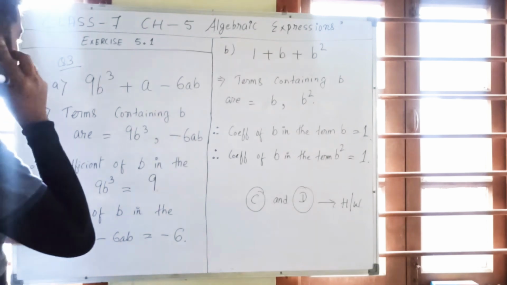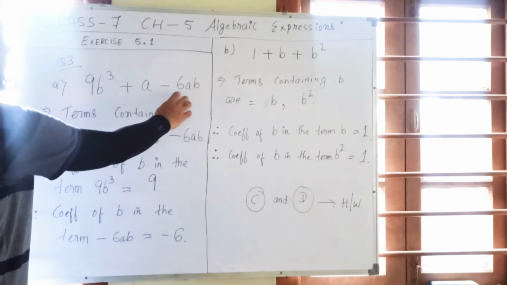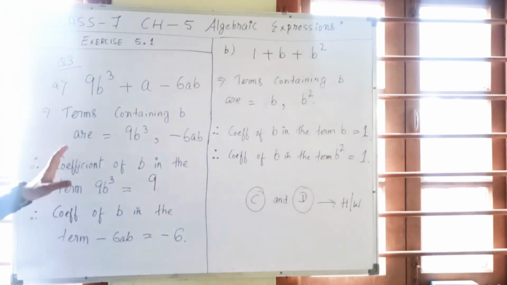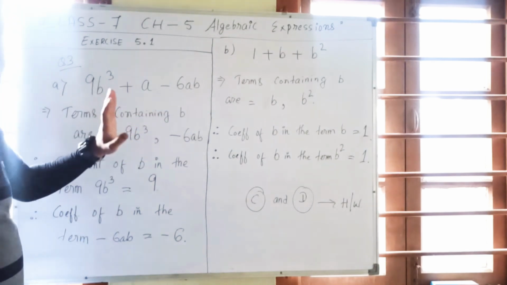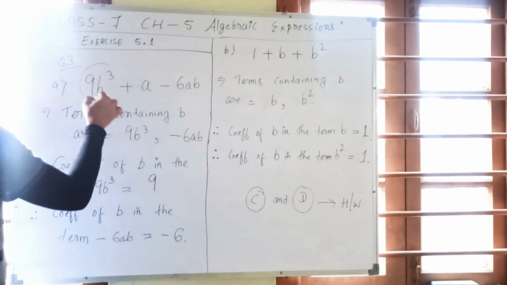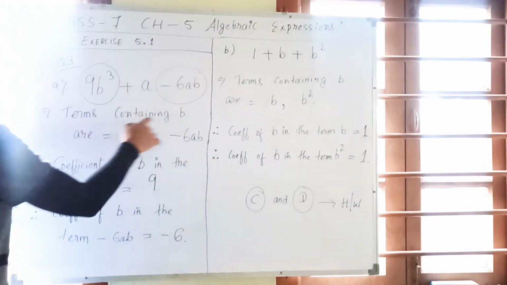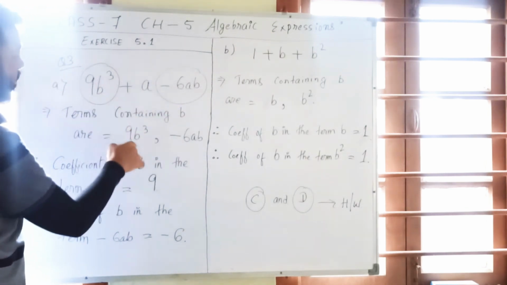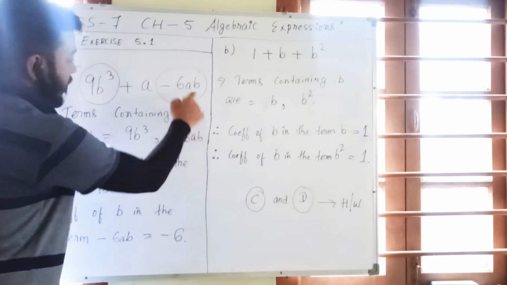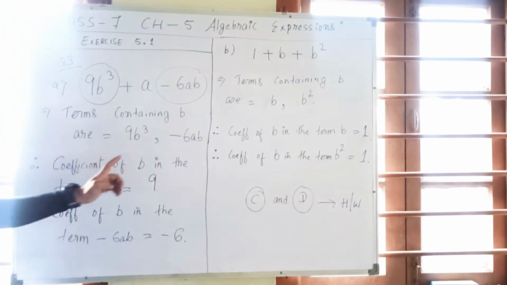So what are the two questions? They are 9b cube a and 6ab. You have to identify the term that contains b. Where is b? B is present in this term as well as in this term. So terms containing b are 9b cube and minus 6ab. Correct?